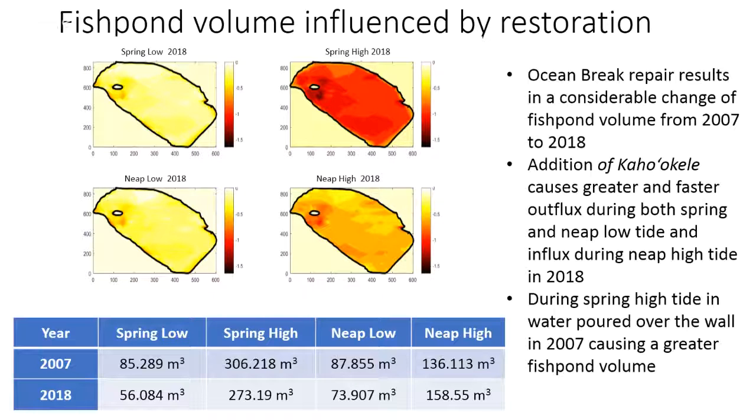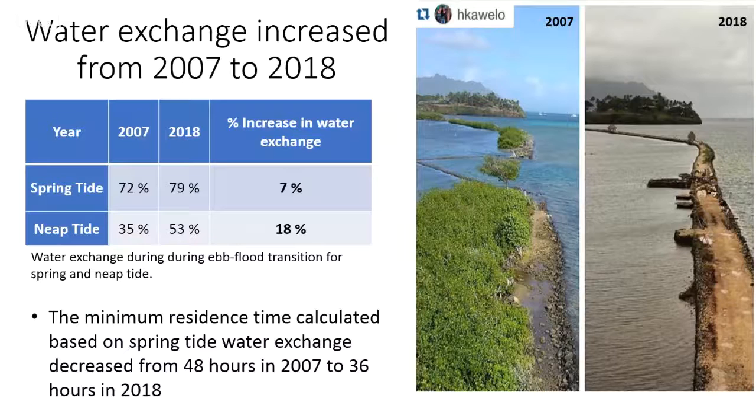Spring high is the only non-expected value, basically. So we see higher fishpond volume in 2007 during spring high than in 2018. And we think that this might be because, if I go to the next graph, you can see that this is how it looked in 2007. And at spring high tide, the wall was completely flooded. So it was basically at this tidal stage almost unconfined, because water could really flow over the wall in this very large section. And that led to a greater volume in 2007 for this tidal stage. This is on the right how it looks now.